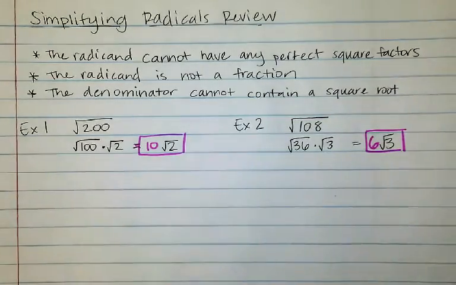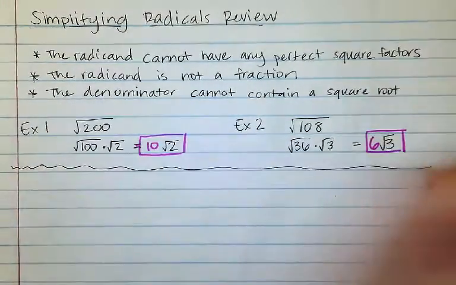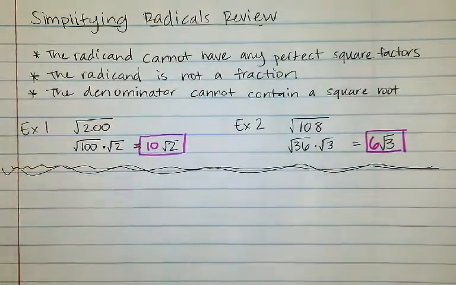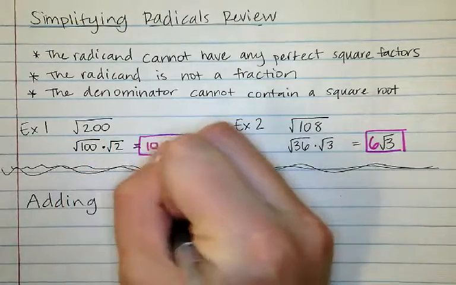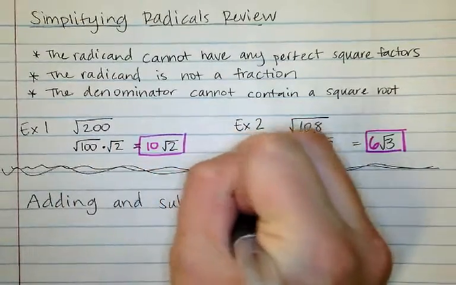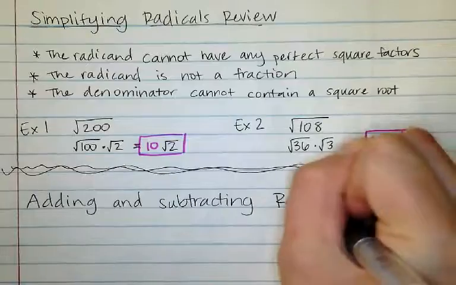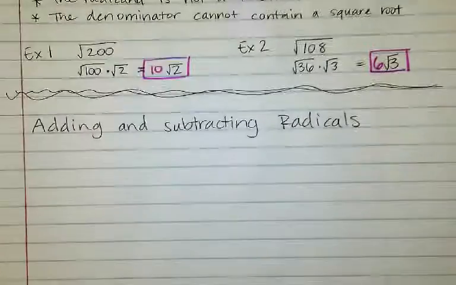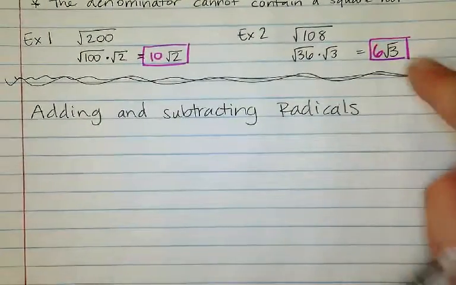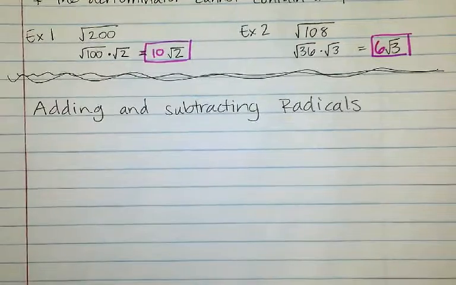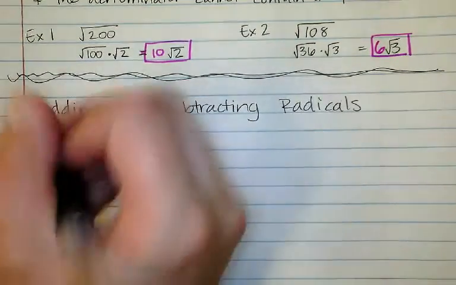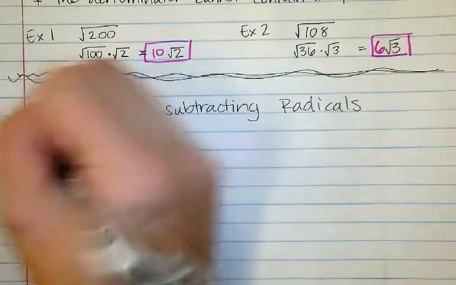Okay, so now I'm going to draw a little line here in the middle. The big thing that we're going to be talking about today is adding and subtracting radicals. Now we need to remember how to simplify when we add and subtract radicals. And here's the thing about adding and subtracting radicals: we want to look for like radicals. This is our big thing here.